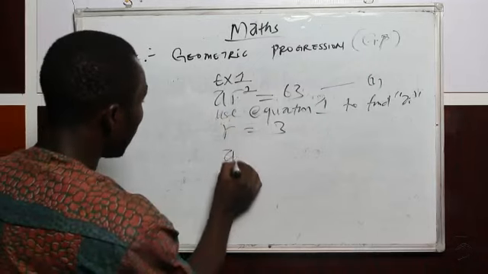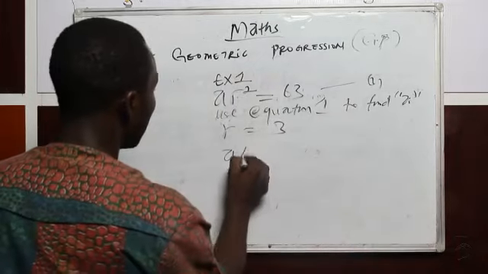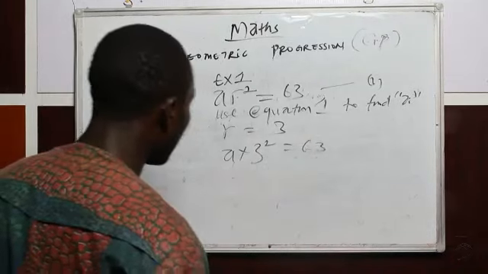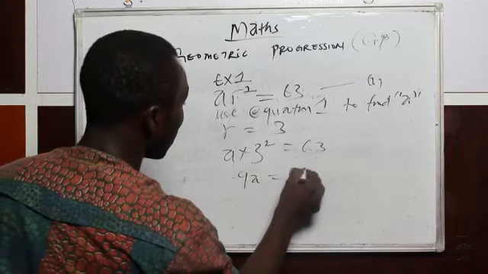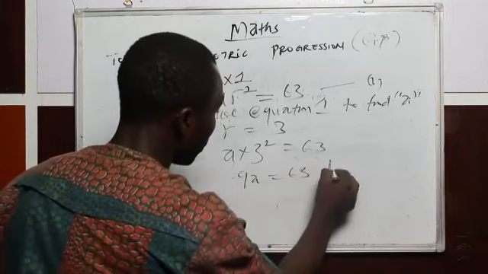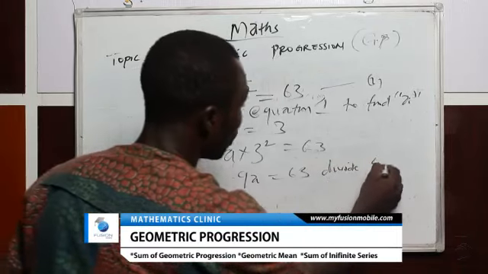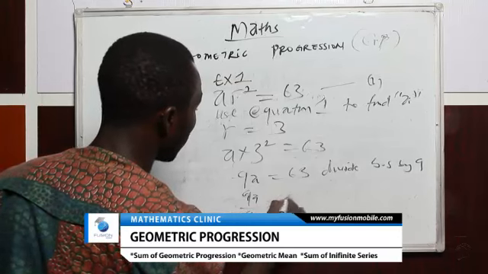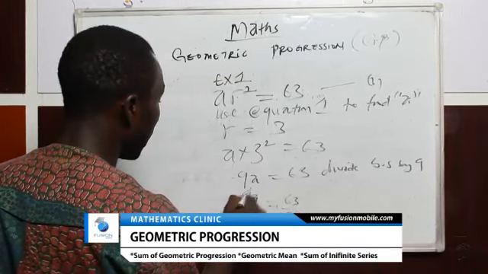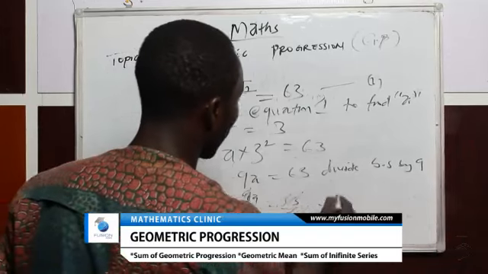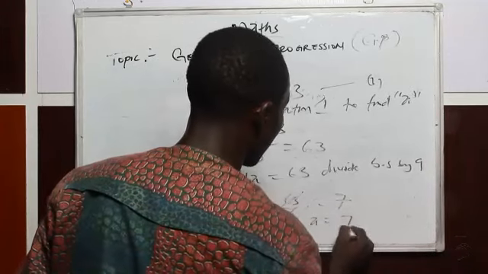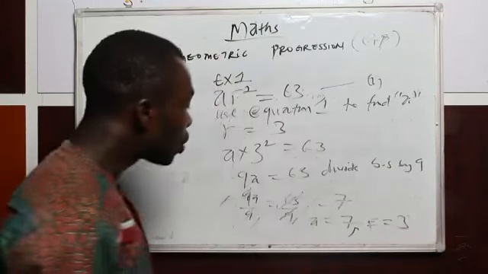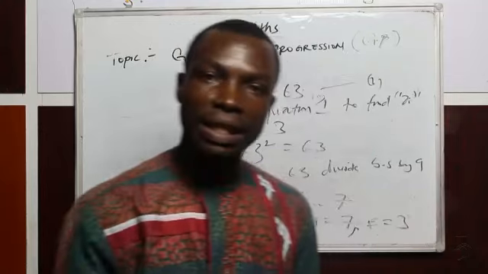Equation 1: a, then substitute your r, that is 3 raised to power 2, equal to 63. Now, 3 raised to power 2 is equal to 9. We have 9a equal to 63. Divide both sides by 9. 9a over 9 equal to 63 over 9. 9 over 9 is 1, and 63 over 9 equals 7. Our a is equal to 7, while our r is equal to 3. So the first term is 7, while the common ratio is 3.